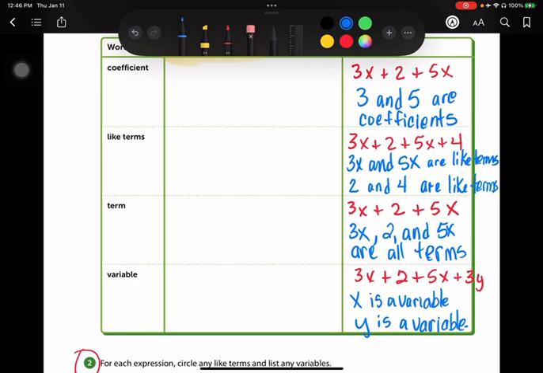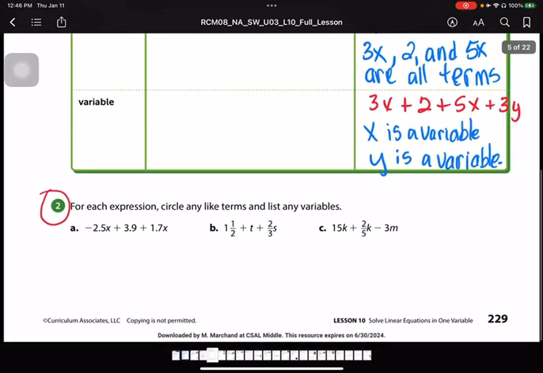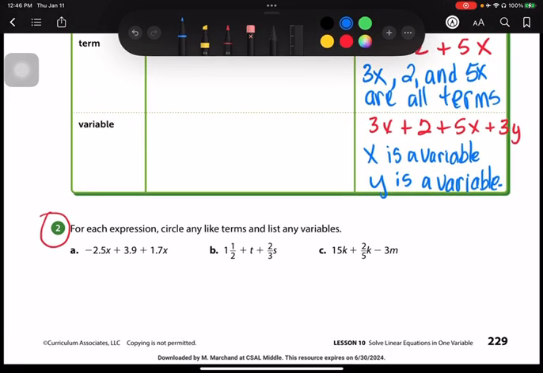All right, in addition to that, last night I asked you to do the bottom for homework. So we're going to go ahead and check those answers really quickly. It said for each expression, you're going to circle the like terms and list any variables. So in the first problem, you should have circled these two as like terms, and the variable is x.